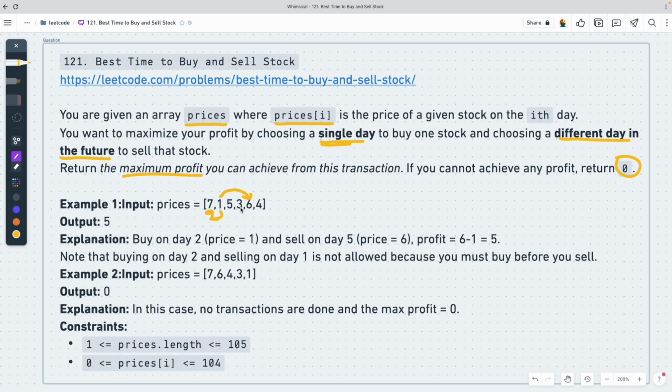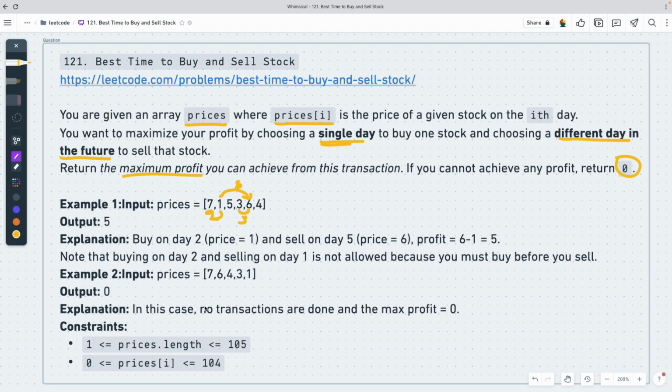And there is no such value which gives us maximum profit. For example, 3 is also less, but 6 minus 3 is only 3. Okay, here this is the only one which is giving the maximum profit. That is why that is the answer.